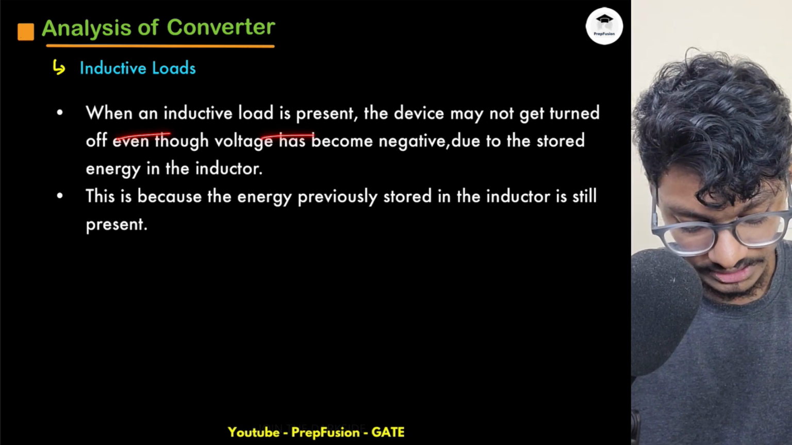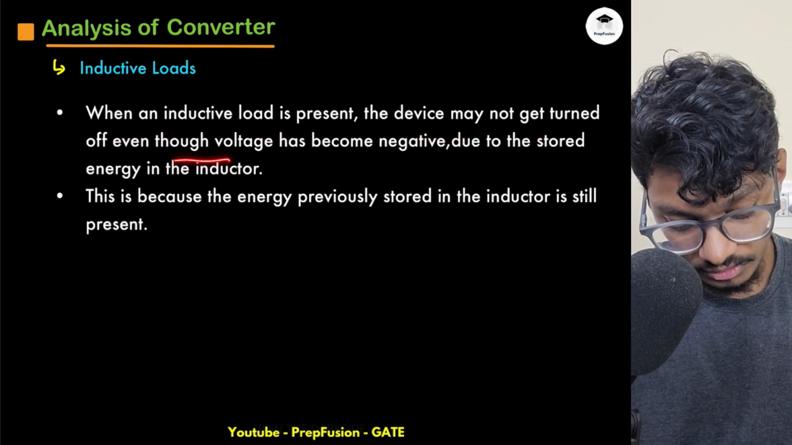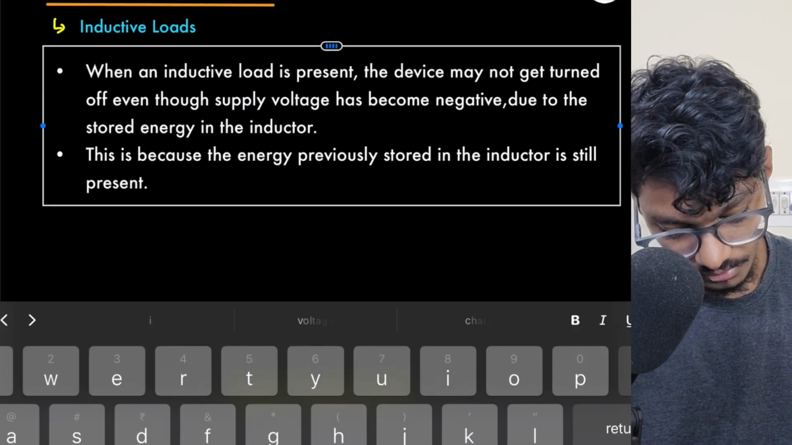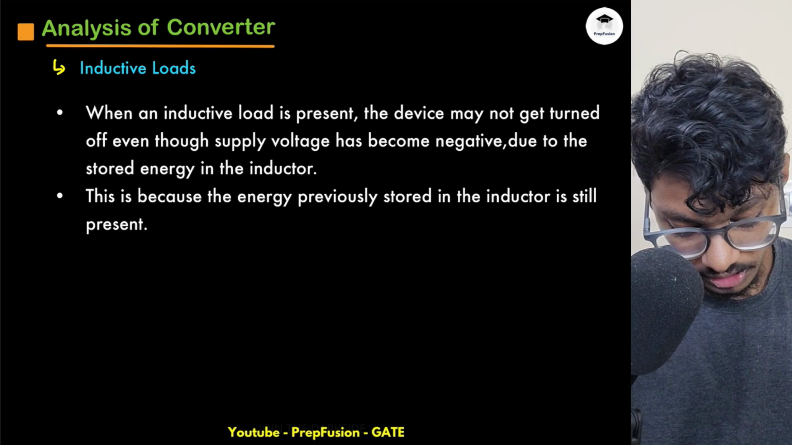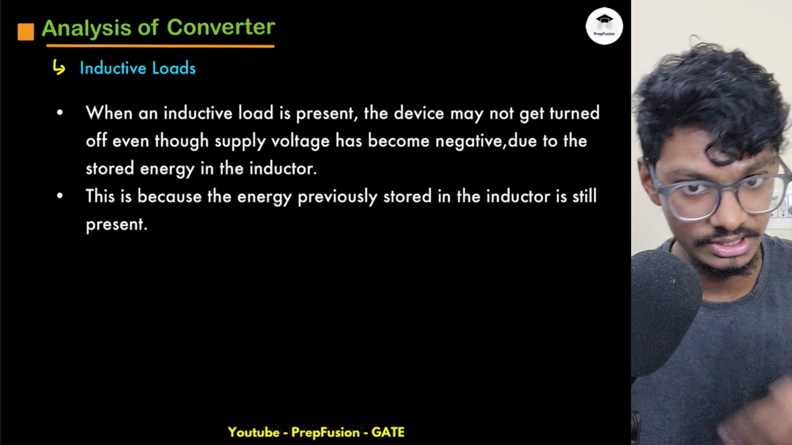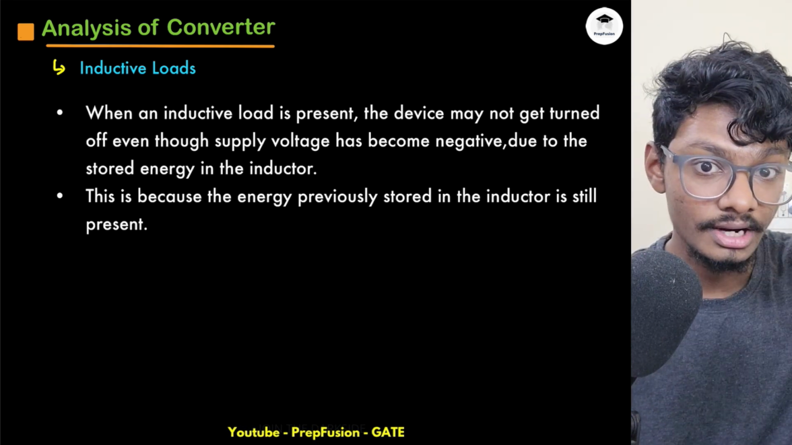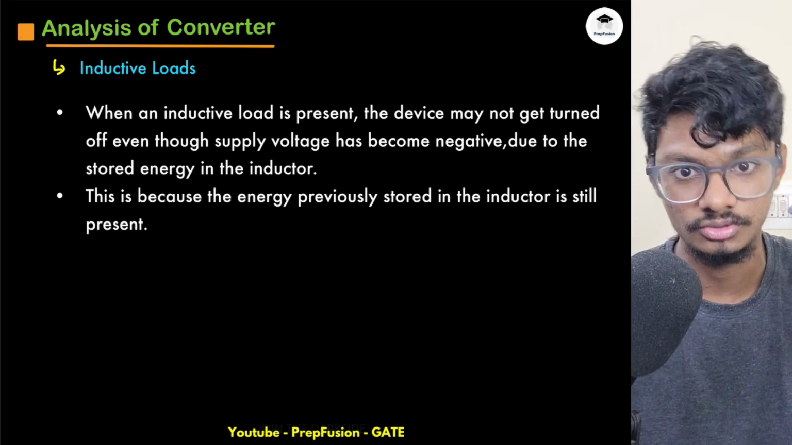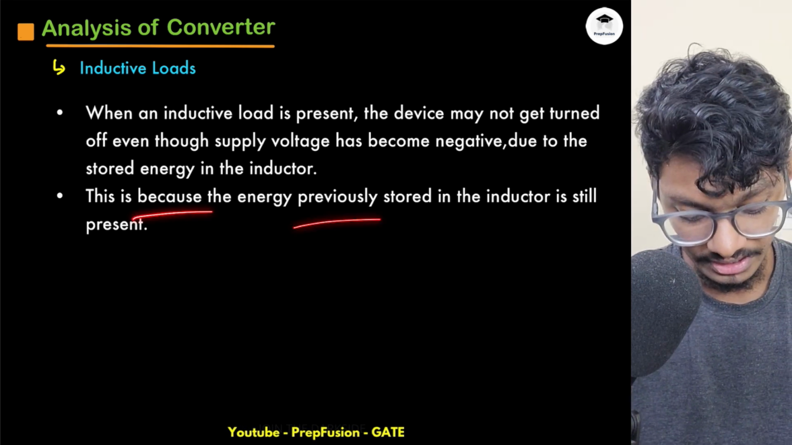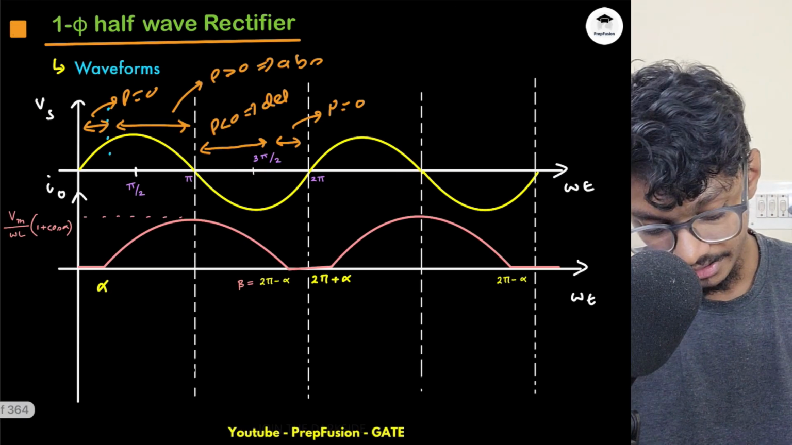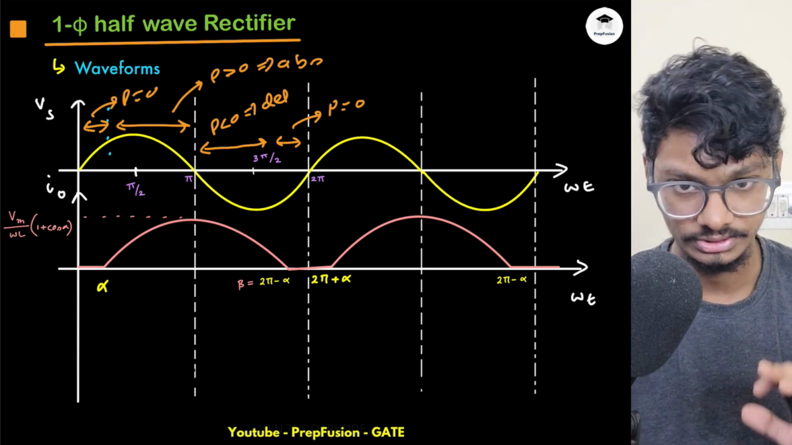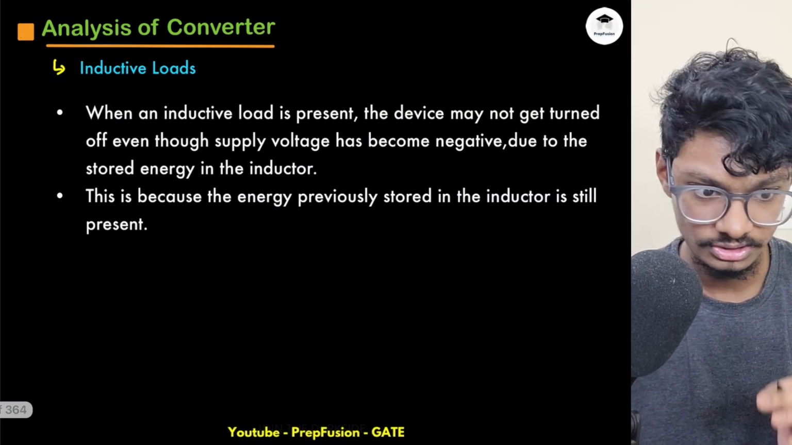When an inductive load is present, the device may not get turned off even though the supply voltage has become negative, due to the stored energy in the inductor. The stored energy in the inductor keeps the SCR on and keeps the current flowing, so it helps in continuity of the current. That's why an inductor is used in circuits to help in continuity of current. The energy previously stored in the inductor is still present and it tries to deliver it to the load by making the current continuous. Okay, so I hope you got the crux of the inductor.